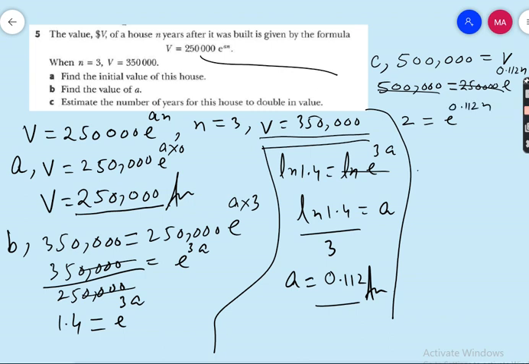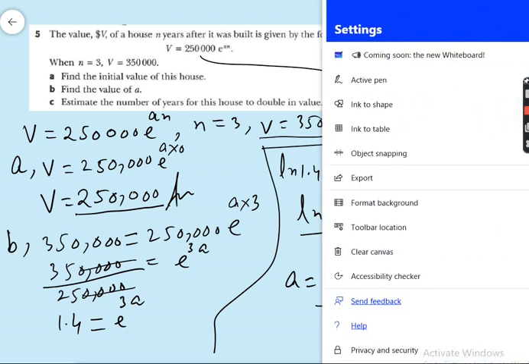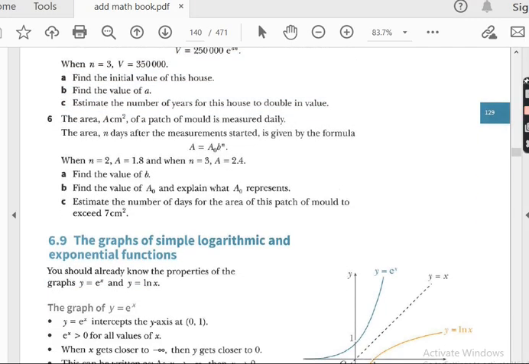So the answer is 2 equals e power 0.112 n. Again taking ln on both sides, ln 2 equals ln e power 0.112 n. So ln 2, ln and e cancel, divided by 0.112 equals n, and the answer is 6.18. n equals 6.18. This is the final answer of part C of question number 5. So hope you completely understand question number 5. Come to question number 6.